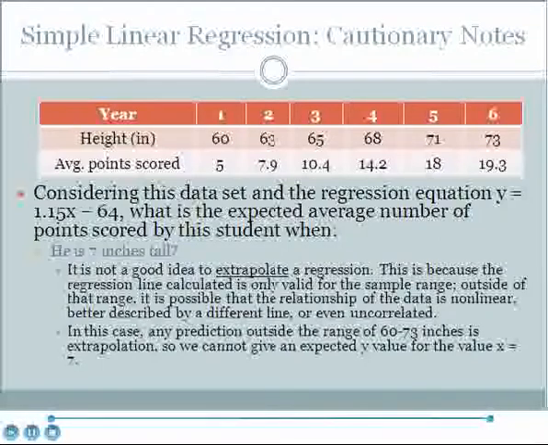In this case, any prediction outside of the range of 60 to 73 inches is extrapolation, so we cannot give an expected y value for the value of x equal to 7. This concludes our discussion of calculation of simple linear regression lines and how to interpret them.